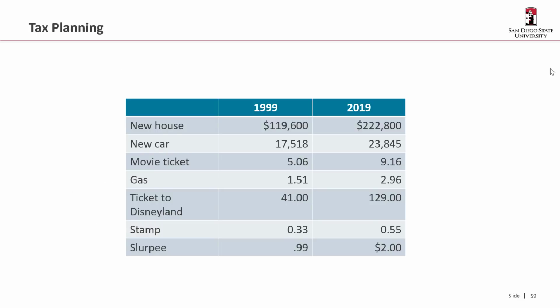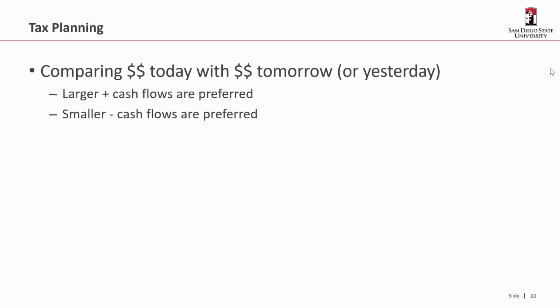Okay, so here's the difference of things over the last 20 years. The average value of a new house in 1999, $119,600. Today it's over $200,000. A new car. So you can see that what happens is over time, the purchasing power that a dollar has is reduced, and it's reduced largely through the inflation, cost of living increases. So obviously, if we're comparing dollars today with dollars tomorrow or dollars in the past, for example, larger positive cash flows are generally preferred, and smaller negative cash flows are generally preferred.